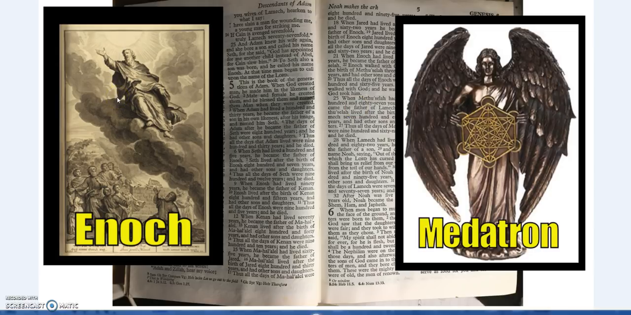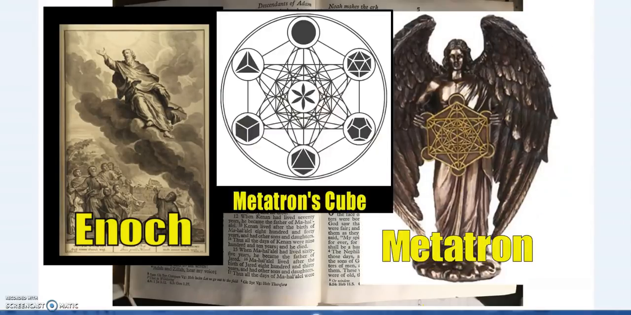So Enoch knew the flood was coming. He knew that water and fire would destroy the earth. He went into heaven, and he wanted to argue for the protection of the Nephilim, the watchers, the fallen angels. God didn't allow it, was determined to kill them off. However, he was so impressed by Enoch, he turned him into the angel Metatron. And the angel Metatron and Metatron's cube.